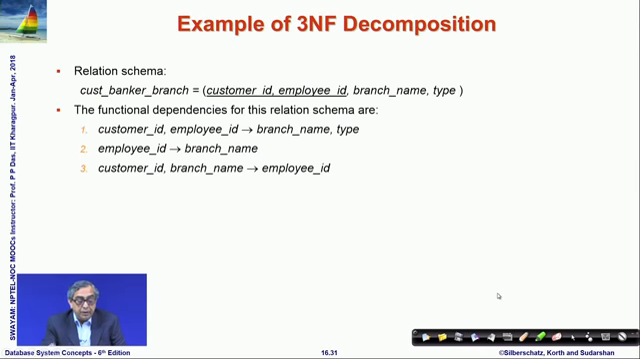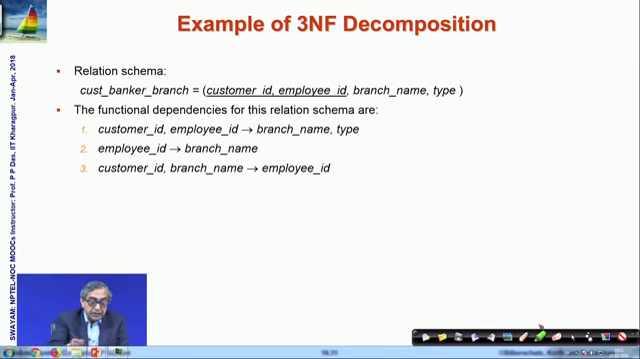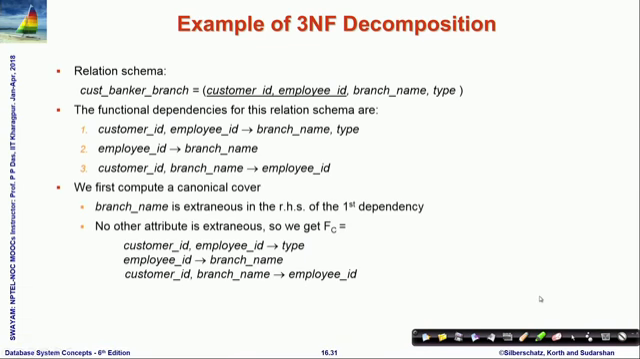So, here is an example of a schema. We have customer, banker, branch. These are the 4 attributes and these are the different functional dependencies that exist. Now, naturally given this, the first thing you have to do is to look at taking the canonical cover, the minimal cover. If you try to compute the minimal cover, you will find that branch name actually is extraneous in the first dependency. So, you can remove that and there is nothing else.